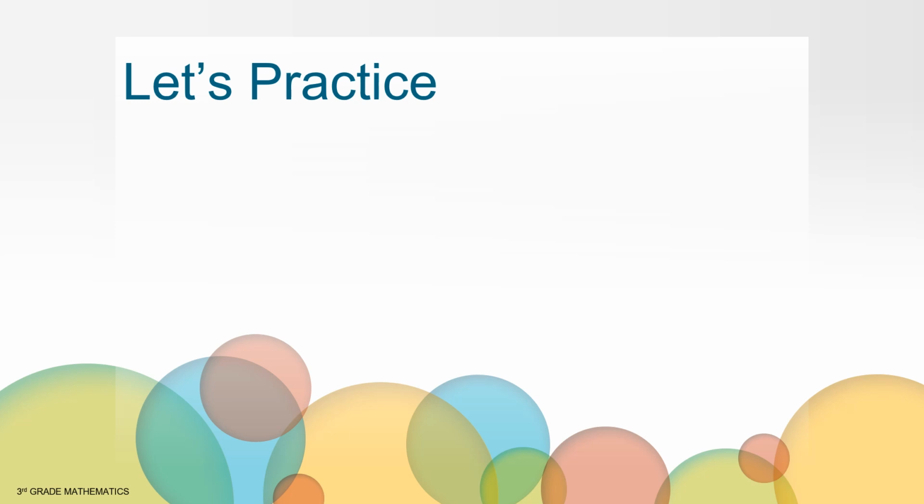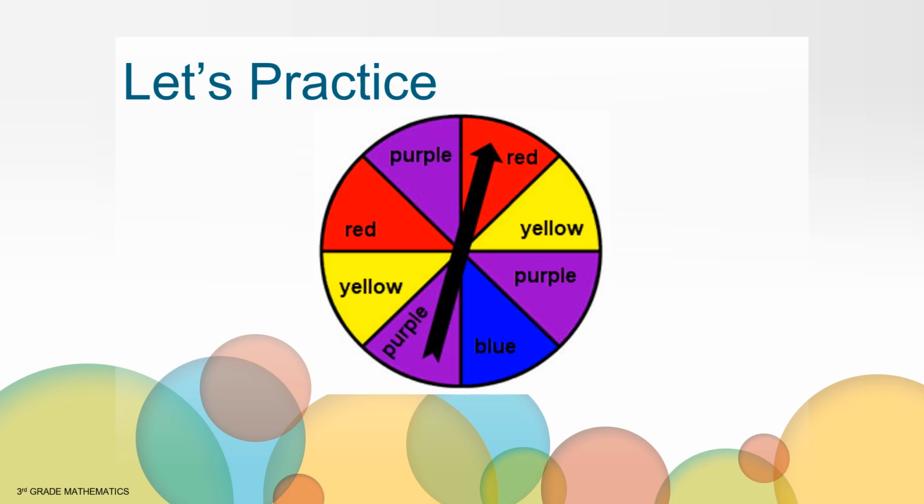Let's look at another example of an event with its outcomes. Here is a spinner. What do you notice? You may have noticed that there's purple, red, yellow, and blue on the spinner. You may have also noticed that the spinner is divided into 8 parts that appear to be equal in size. You may have also noticed that the arrow has landed on the red section.